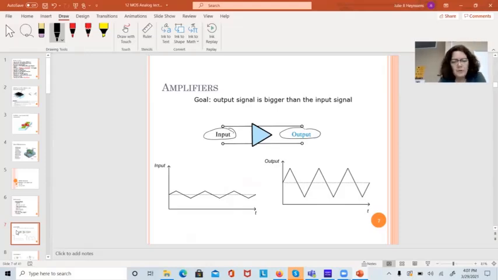So I have an input that is some small signal. It could be a sinusoid. It could be a triangle wave. It probably looks more like a voice signal where it's more random, or a data signal, which is more random. But this is a good place to start. So I have a small input, and I want to turn it into a larger value of voltage or current or power at the output.